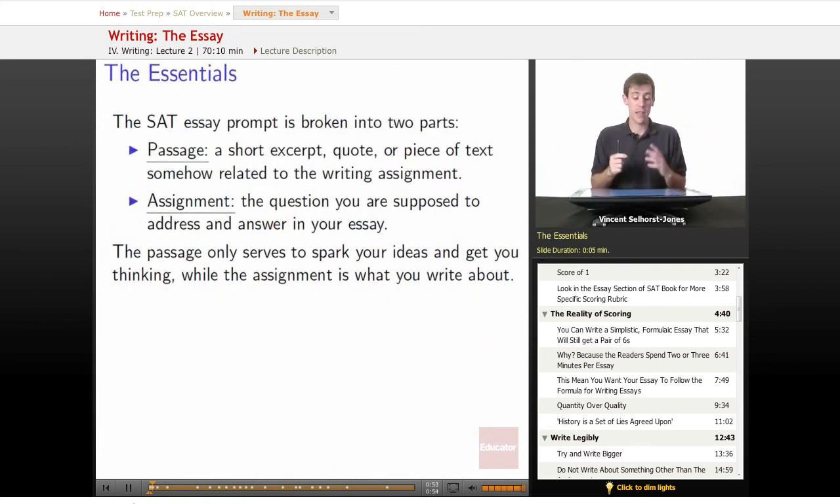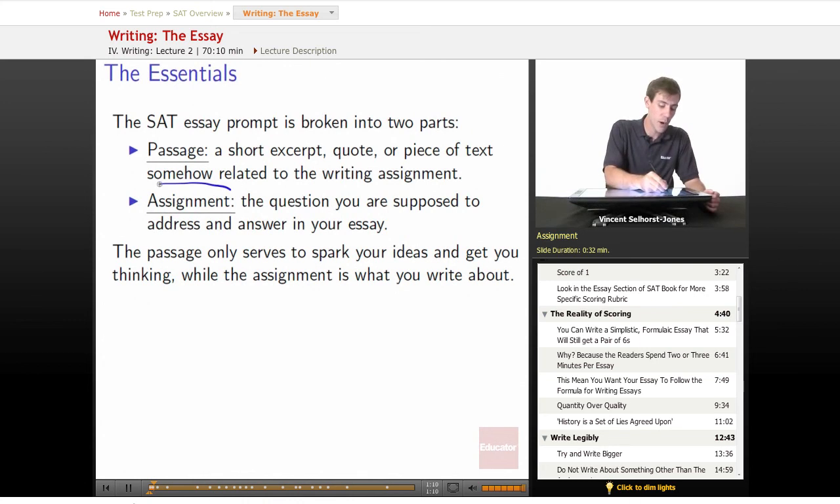Basic essentials for it. The SAT essay prompt is broken into two parts. First, you're going to see a short passage of text. That passage will be some sort of excerpt from maybe a piece of literature, a quote, or maybe just some piece of text that's somehow going to be related to the writing assignment. Then there's the actual writing assignment. This is the part that's important.